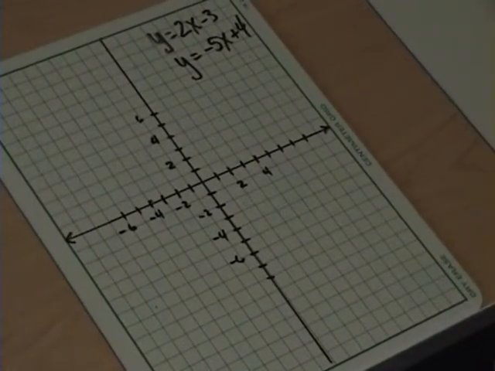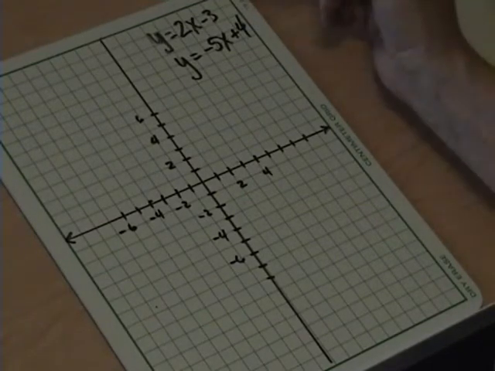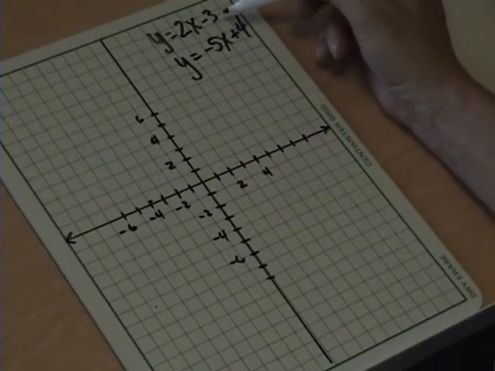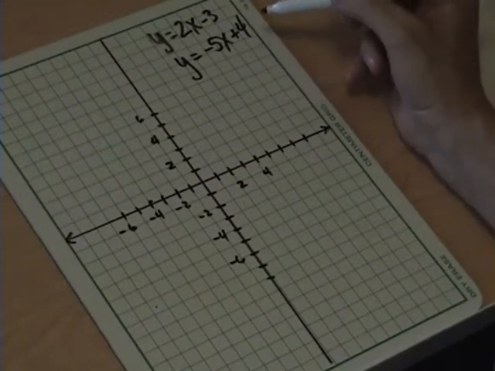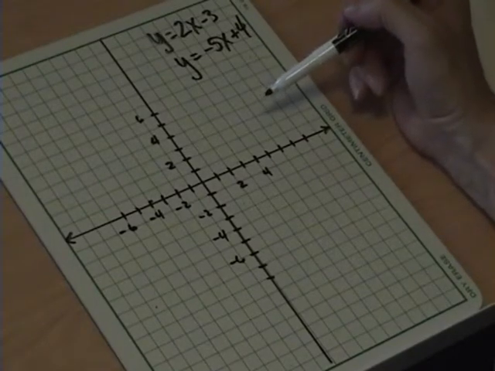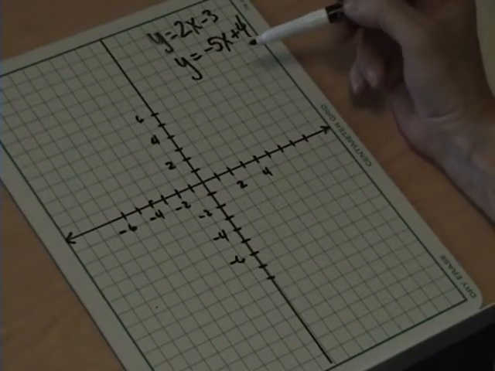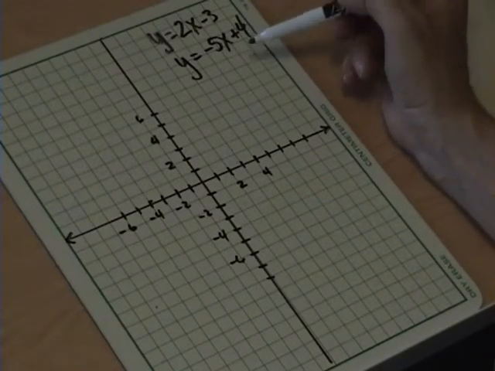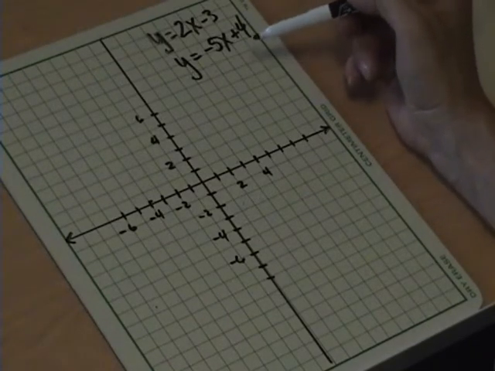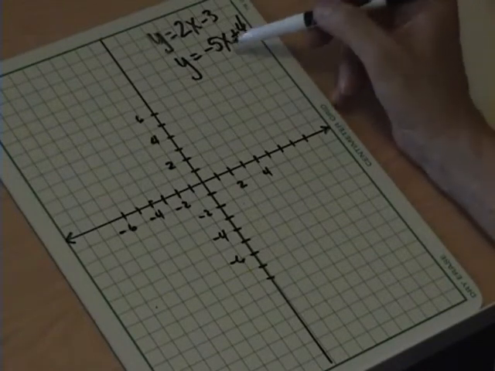Okay, this is problem number 5, which asks us to solve the system by graphing. These are our two equations. y is equal to 2x minus 3, and y is equal to negative 5x plus 4. To solve a system by graphing means drawing the two different linear equations on the same graph. And we do this just like we did with the other problem, by putting the equations into the slope-intercept form.